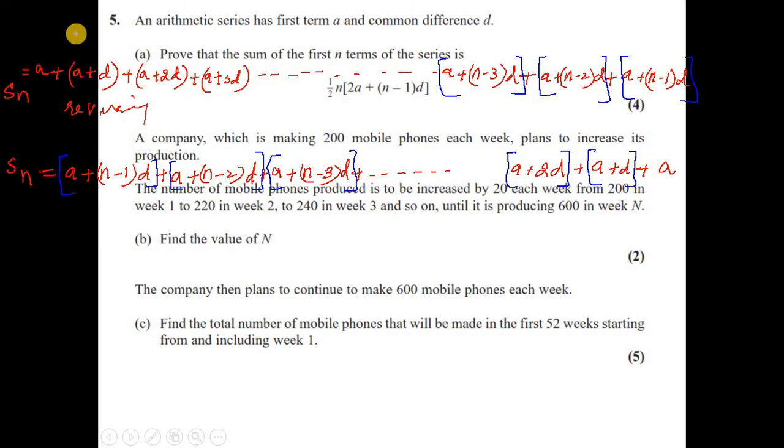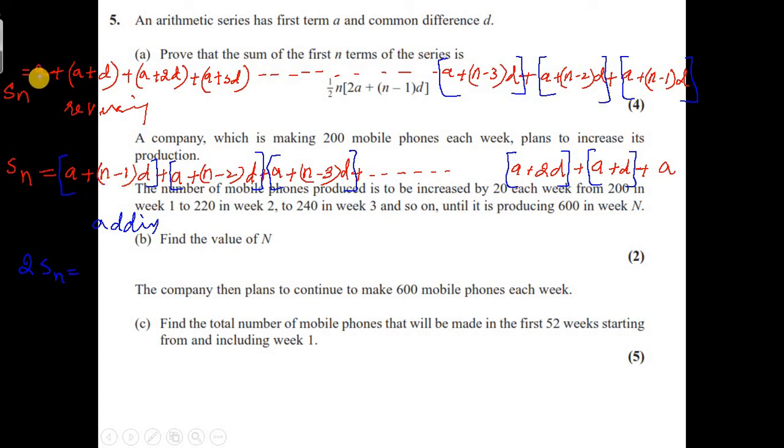Okay, the brackets are there. Now, what I'm doing here, I am adding both the equations, the first one and the second one. If you add the left hand side, the left hand side would be equal to Sn plus Sn. So this is 2Sn equal.